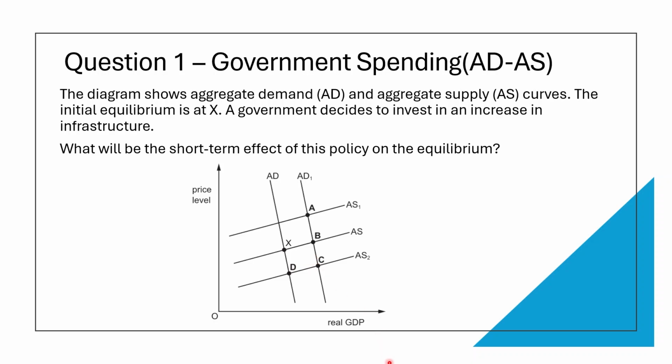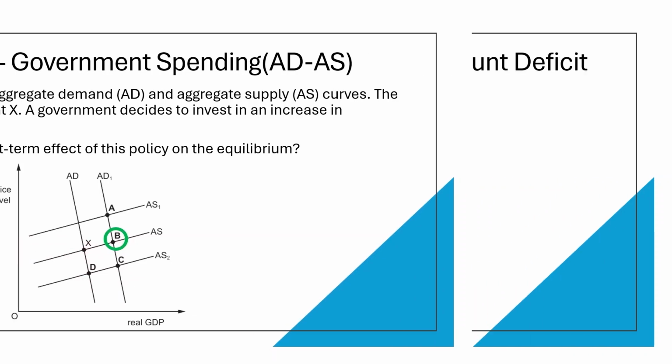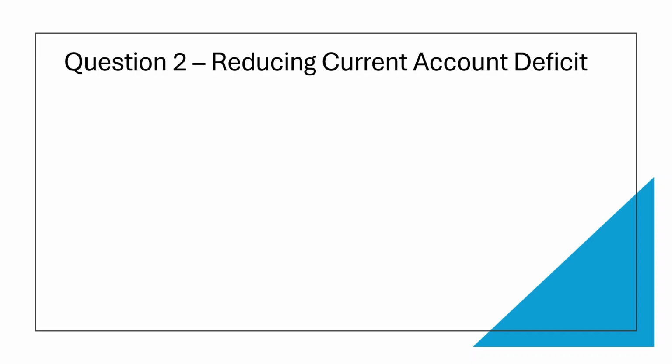The correct answer is B. Government investment in infrastructure increases government spending, which increases your aggregate demand. So the AD curve shifts to the right. In the short run, aggregate supply will remain unchanged. So the new equilibrium moves from X to B. This means your real GDP increases and the price level will also increase as compared to point X. Now let's check question 2.